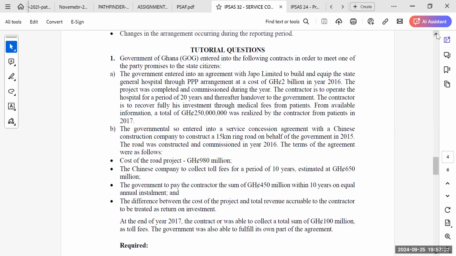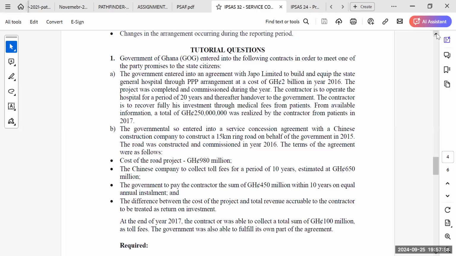Okay, the first part, what will happen? Is the grantor using existing assets? No, it's a new asset. So what will be the issue over there? A service concession arrangement gives rise to what? You should explain how this will be accounted for. This should be accounted for under the provisions of IPSAS 32, Service Concession Arrangements.